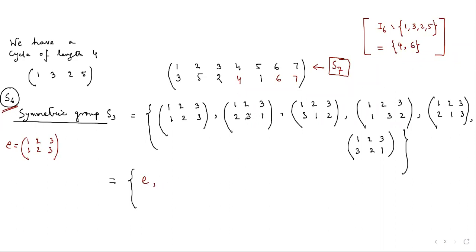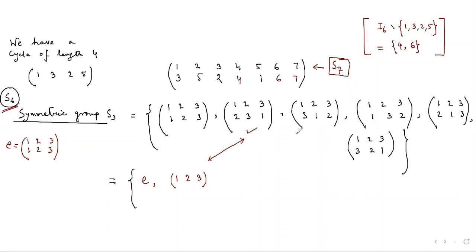Go to the next one. Now you see, just look at this. For the second element, 1 is going to 2. So after 1, I am writing 2. 2 is going to 3, so I'm writing 3. And then 3 is coming back to 1. So you see, I'm writing this element as (1 2 3). So it is a 3-cycle.